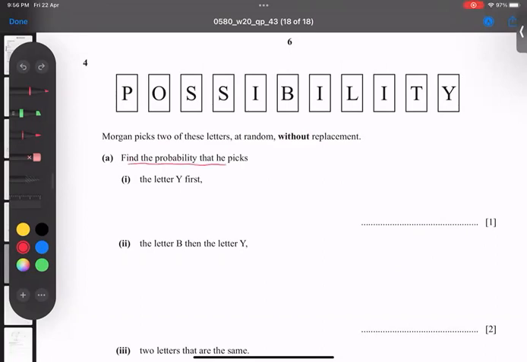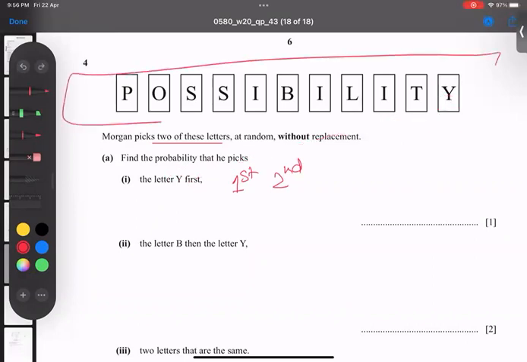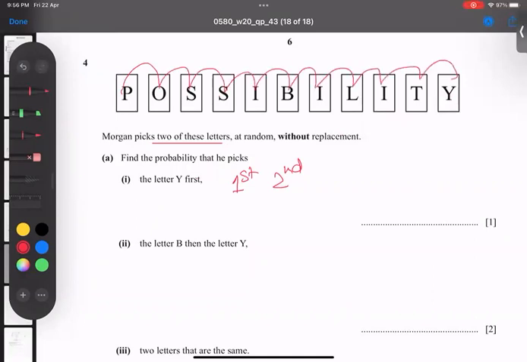The probability that he picks first the letter Y. What are the chances of getting Y? But he picks two cards, so make sure, according to the question, two cards, two letters, sorry. So first letter and second letter. For the first letter, according to the situation, I need a Y. How many Y's do we have in total? First of all, let's count the total: 1, 2, 3, 4, 5, 6, 7, 8, 9, 10, 11. So make sure we have 11 cards in total.